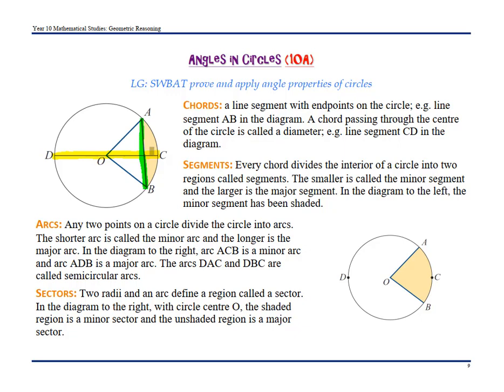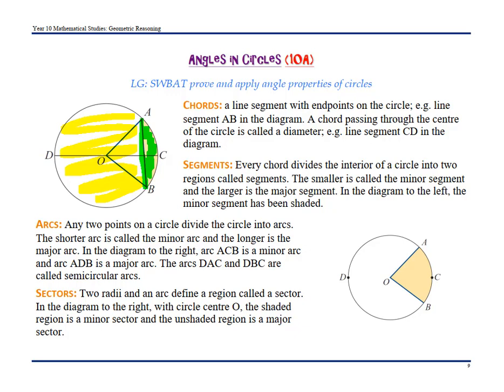Segments: every chord divides the interior of a circle into two regions called segments. So if we look at chord AB, we have two segments. We have this shaded segment on this side, and then we have this large segment on the left-hand side. The smaller segment is called the minor segment, and the larger segment is called the major segment.